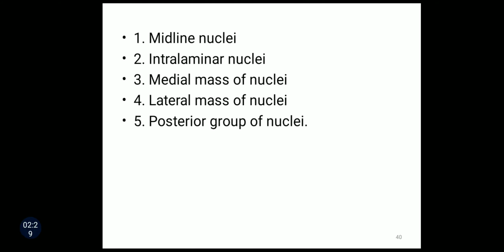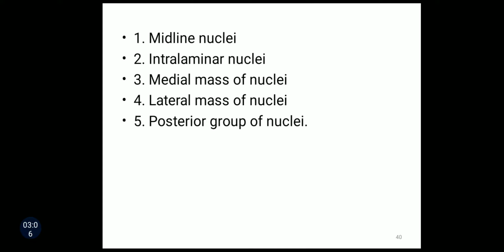The first one is called the midline nuclei. The second is called the intralaminar nuclei. The third is called the medial mass of nuclei, which is again divided into two types: the medial anterior nucleus or anterior nucleus, and the dorsomedial nucleus. Then the lateral mass of nuclei, which is again classified mainly into two types: the dorsal group and the ventral group of the lateral mass of nuclei.